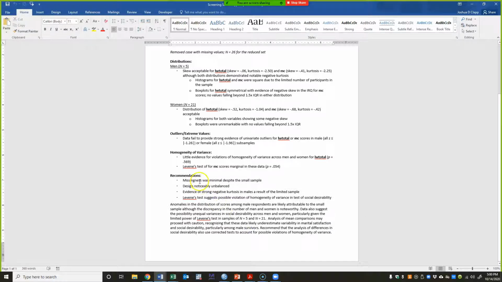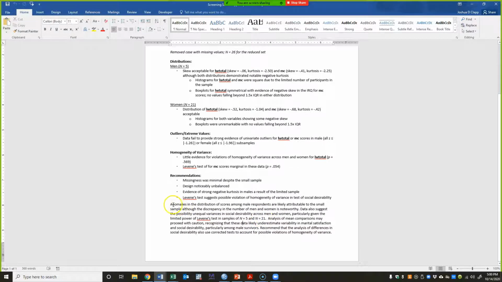So I'm saying missingness was minimal, design noticeably unbalanced. That's probably the biggest thing I'm looking at. I got way more women than I have men in this sample. Evidence of strong negative kurtosis, probably the result of a limited sample. Levene's test says possible violation in terms of social desirability. We'll get to that in a moment, or sort of next time, okay?